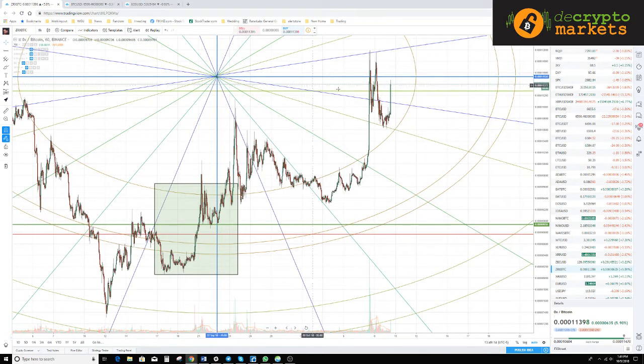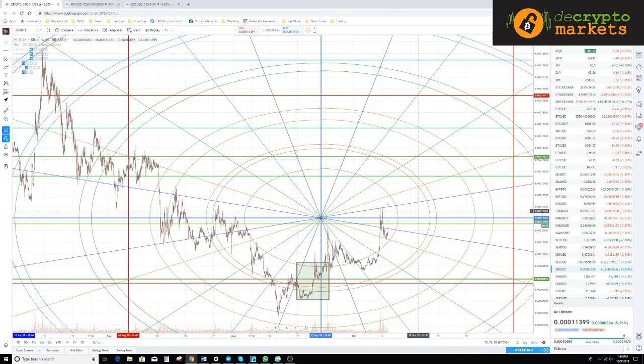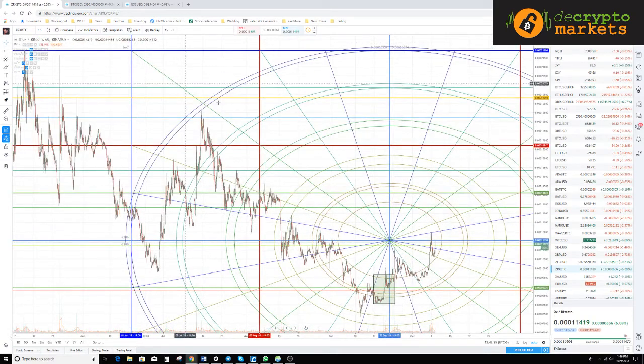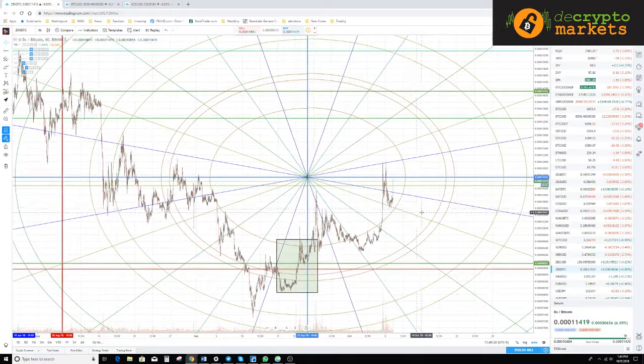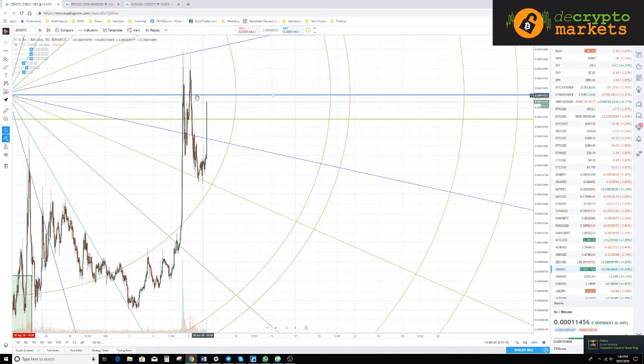ZRX, when we get a break above this 1530, this is the 4/8 major harmonic. Wait, is it? Yes, it is. 4/8 major harmonic. This is the exact center of the natural price range. The fact that we are pushing this and continuing to test it is telling you it's going to move higher.